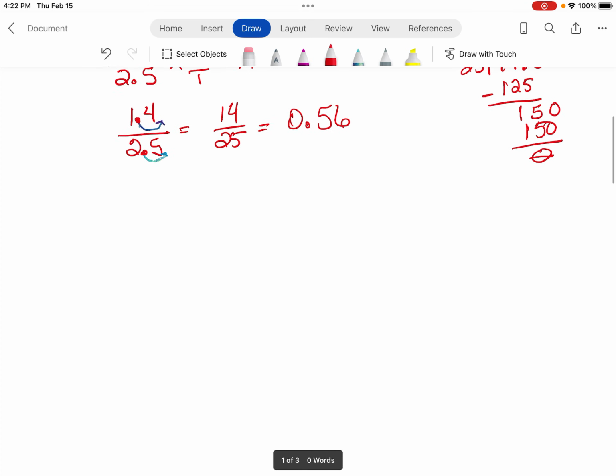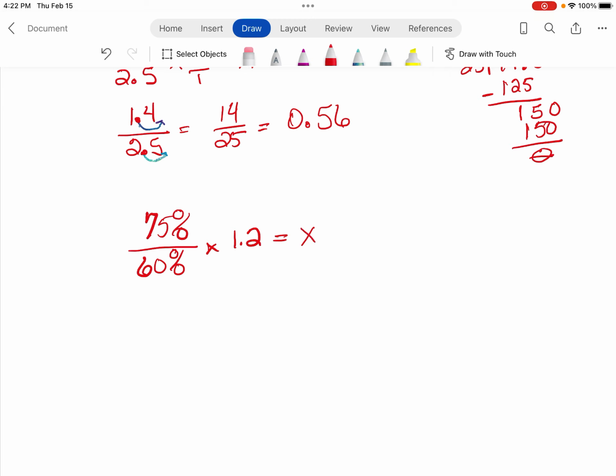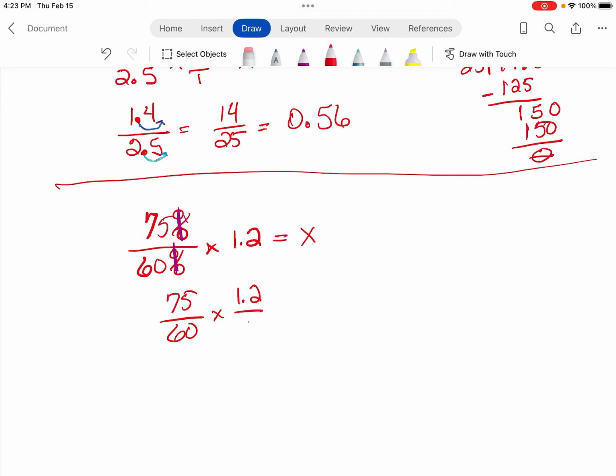So let's look at another one, just a little bit harder. I'm going to look at 75% divided by 60% times 1.2 equals x. One thing when we're dealing with percents is that we can cancel out our percent signs, because I've got a percent on top and a percent on bottom. So that cancels, and I'm left with 75 over 60. And I'm going to put my 1.2 over 1. Again, you can reduce within the fraction, or you can reduce diagonally. I'm just going to leave it like it is.